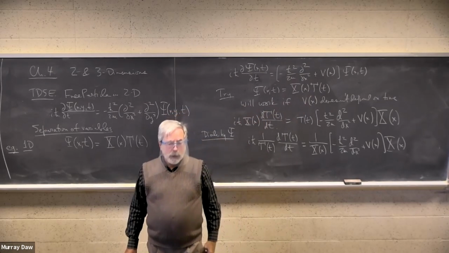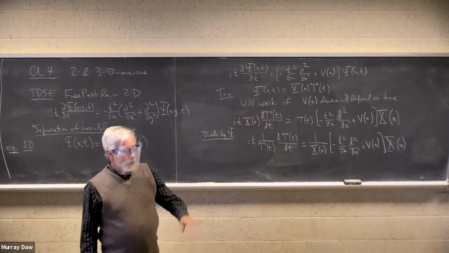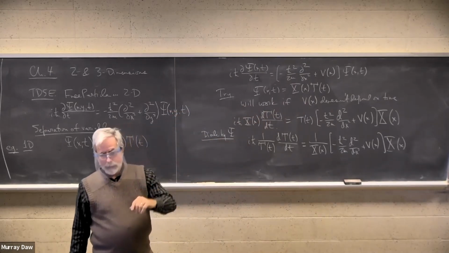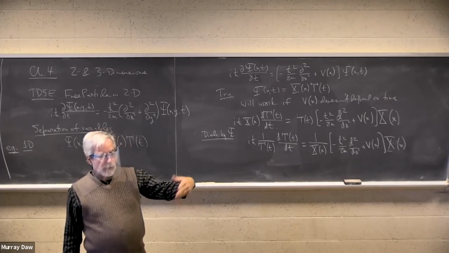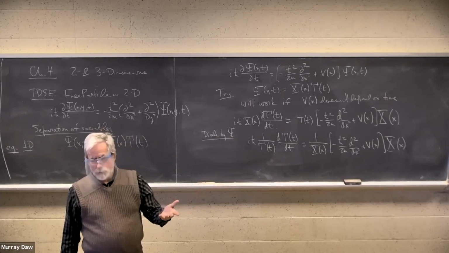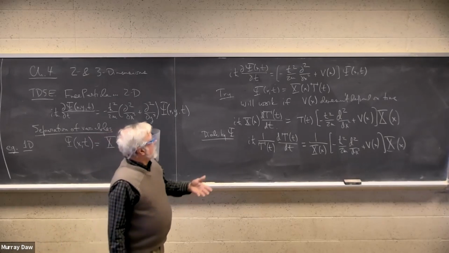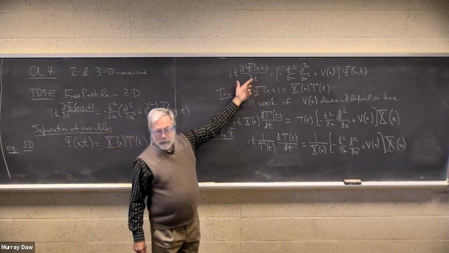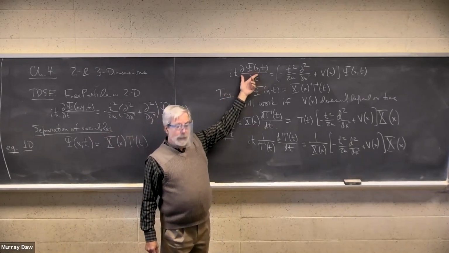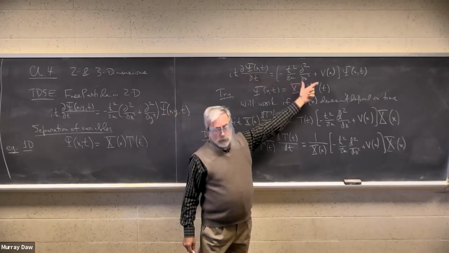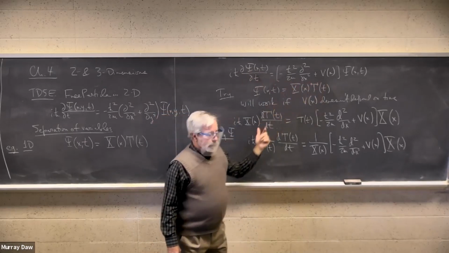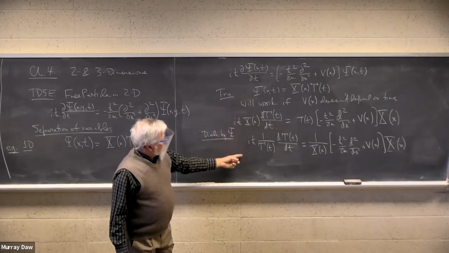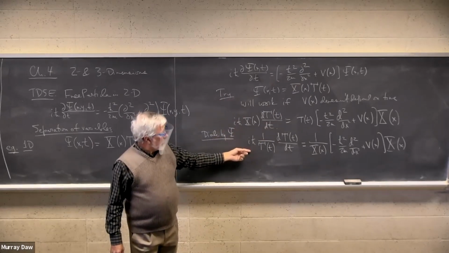Different than an algebraic equation in x, for example. You want to solve for the zeros of the quadratic. You're looking for particular values of x that satisfy the polynomial being zero. This is a different kind of thing. We have a function of x and t on the left and a function of x and t on the right. Okay, then we go through the separation process.